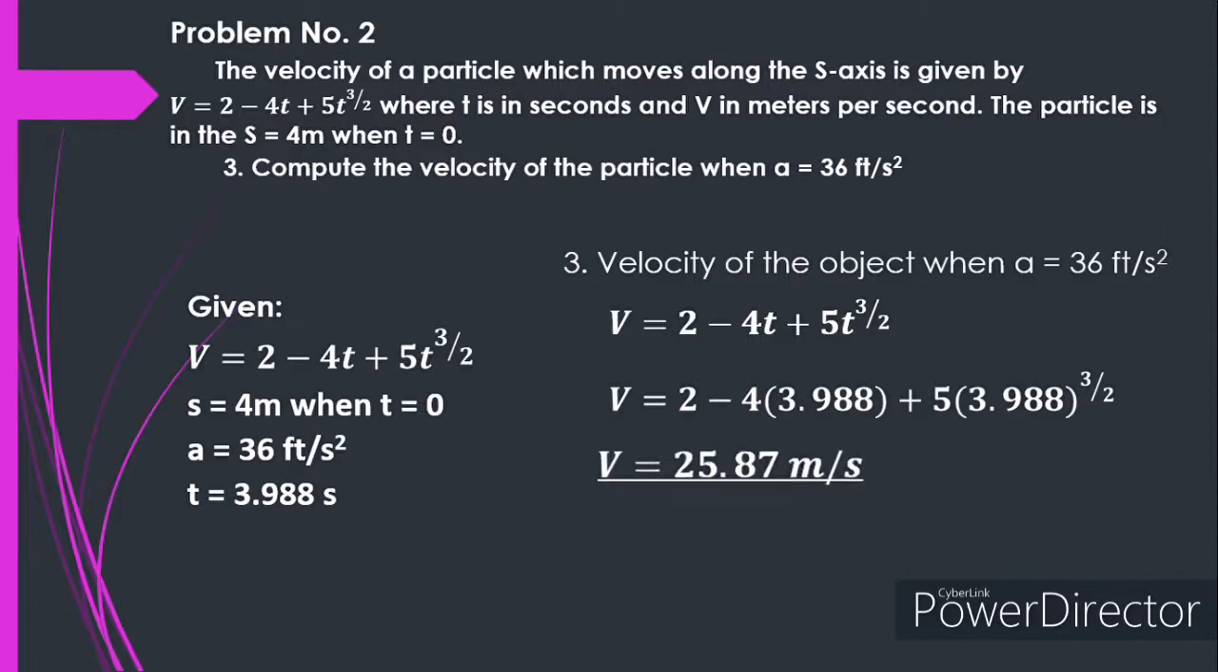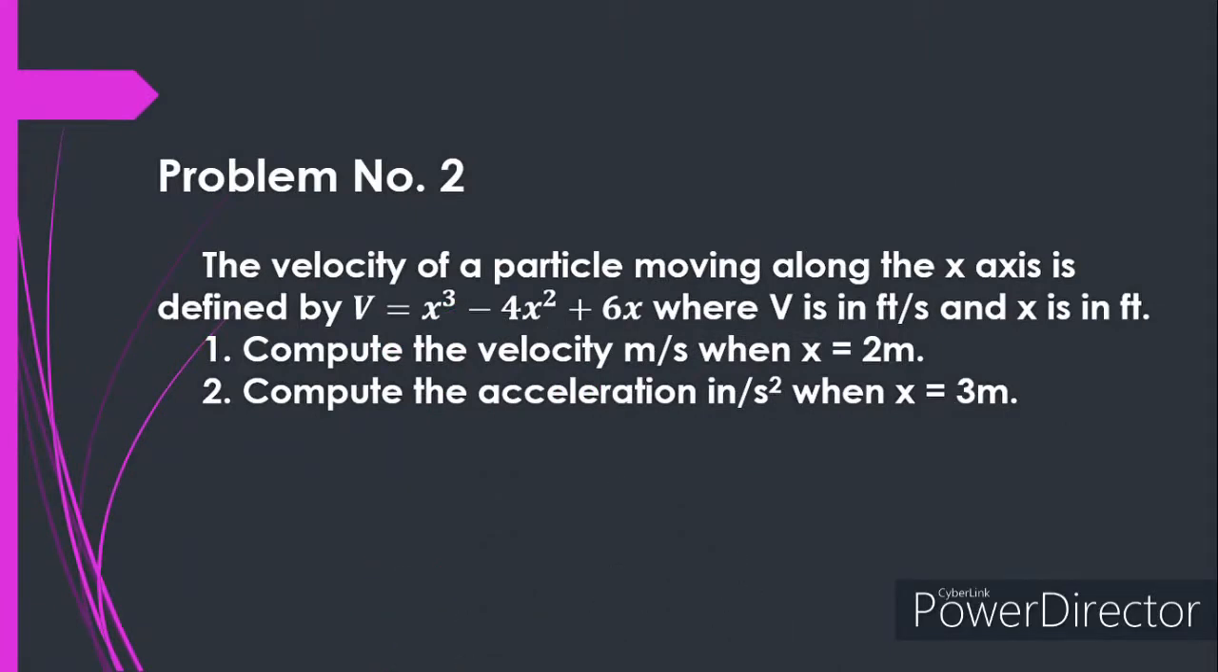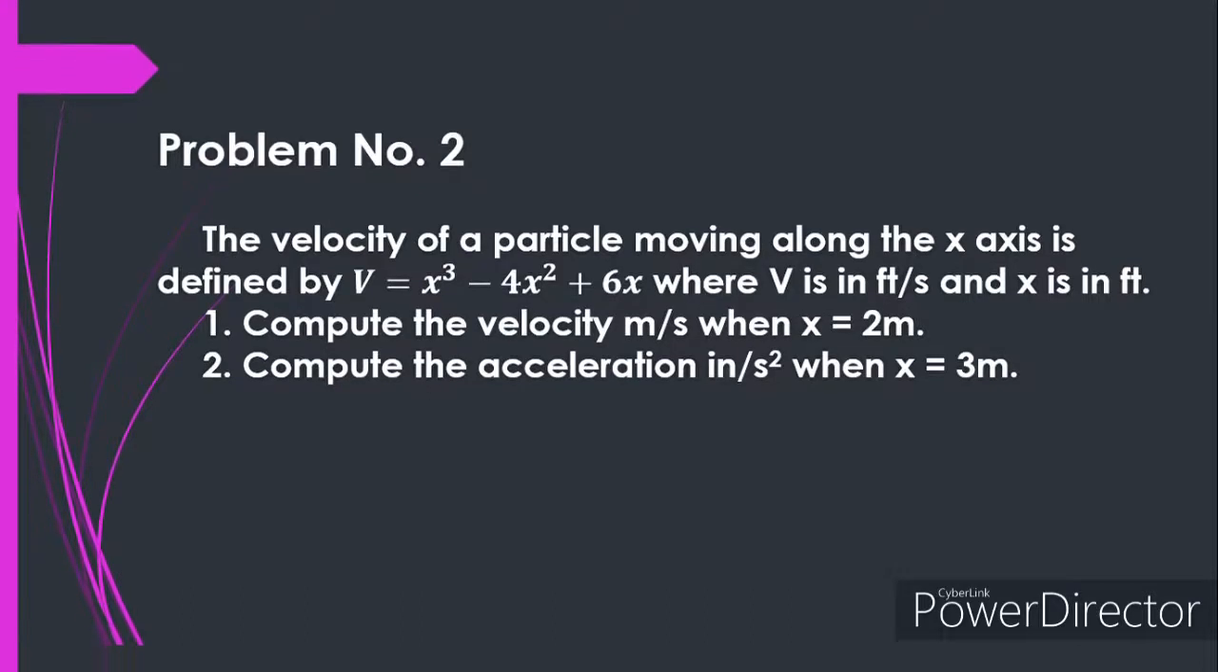So, for problem number 3, the velocity of a particle moving along the x-axis is defined by v equals x cubed minus 4x squared plus 6x, where v is in feet per second and x is in feet. Question number 1. Compute the velocity in meters per second when x is equals to 2 meters.